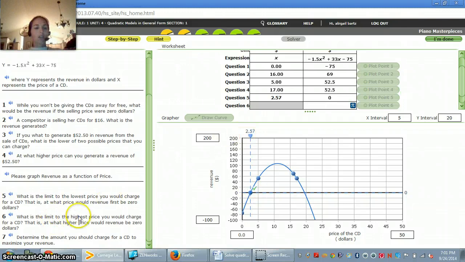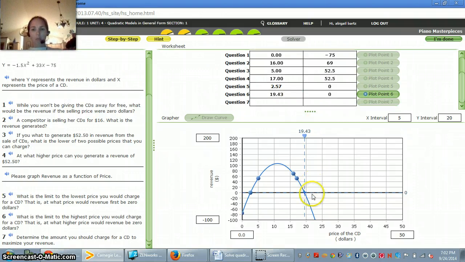Question 6, what is the limit to the highest price you could charge for the CD? That is, at what high price would your revenue be 0? So what that's saying is, if you overcharge, nobody's going to want to buy it either. And again, for this one, for your revenue to be 0, if you charged $19.43, that's the highest you could charge. Other than that, you're going to be losing money. So again, plot your point.